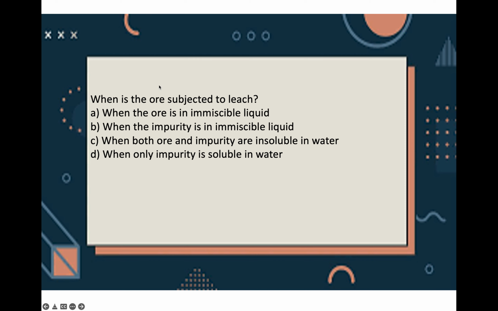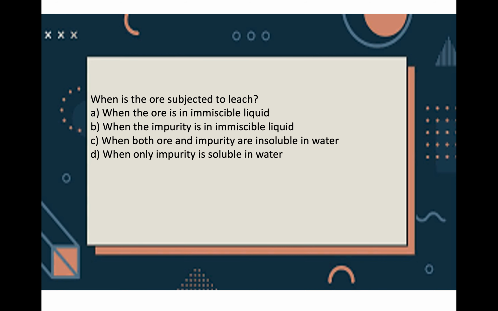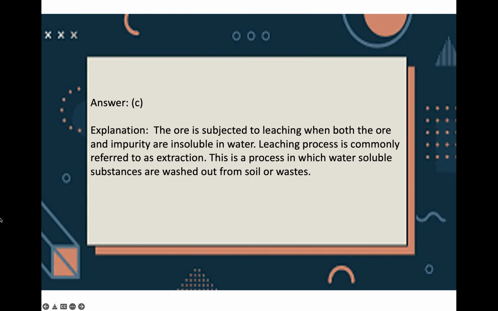Okay, what is the next question? When is the ore subjected to leaching? The 4 options are A, when the ore is in immiscible liquid, B, when the impurity is in immiscible liquid, C, when both ore and impurity are insoluble in water, D, when only impurity is soluble in water. So the correct option is C, when both ore and impurity are insoluble in water. So when the ore is subjected to leaching, both the ore and impurity are insoluble in water. So the leaching process is commonly referred to as extraction. And what is this process? It is a process in which water soluble substances are washed out from the soil or waste.